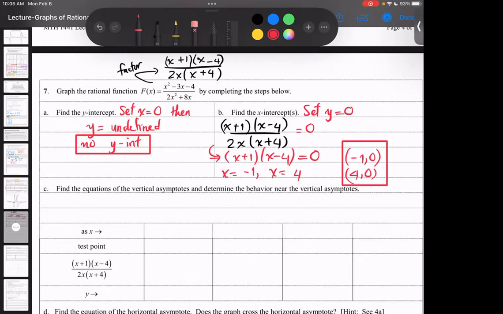Those are easy things, don't mess it up. Vertical asymptote. What is my vertical asymptote? You said the denominator equals 0, right? So you said each of the factors. So I said 2x equals 0, and x plus 4 equals 0, and then I solve for x. 2x equals 0, 2 cannot be equal to 0, so x gotta be 0. Okay, so x equals 0, and x equals -4. That'll be your VA.